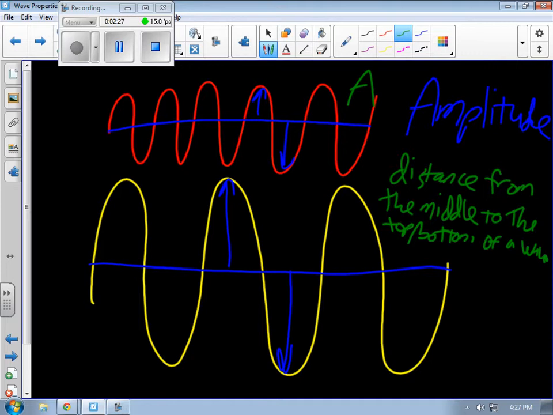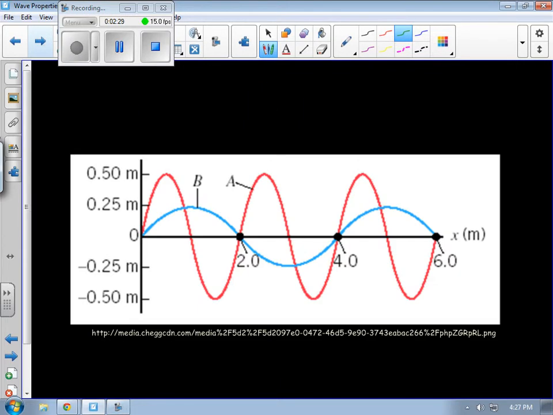The top of the wave is called a crest, while the bottom is called a trough. So here we have a crest and a trough. Looking at these two waves, we can actually measure the amplitude of them. So my other two waves, we didn't know how far they traveled, but using these two, we can actually measure how far the wave travels.